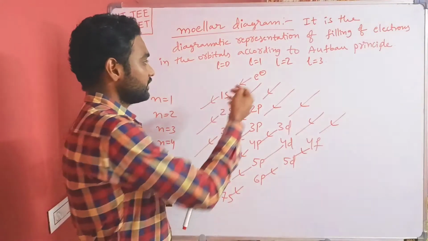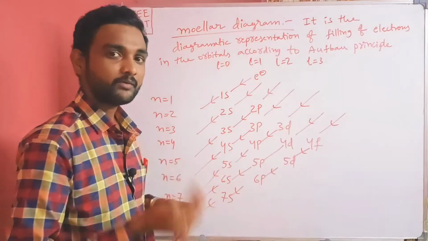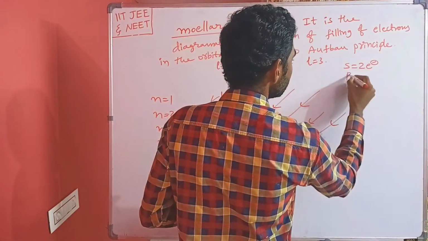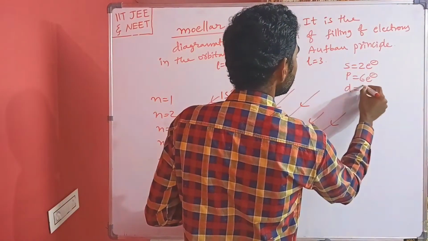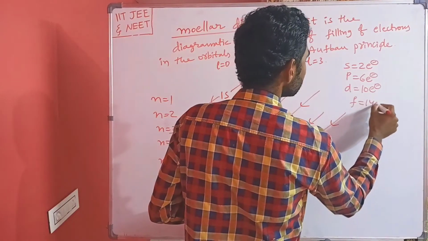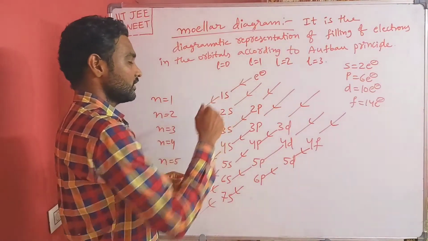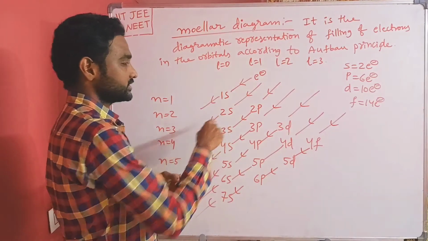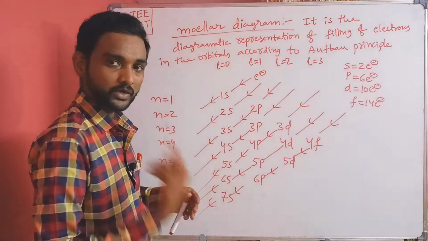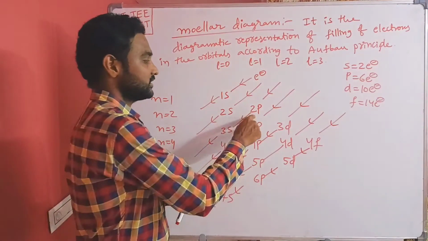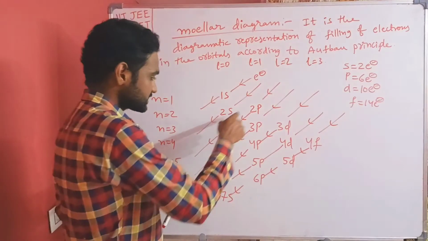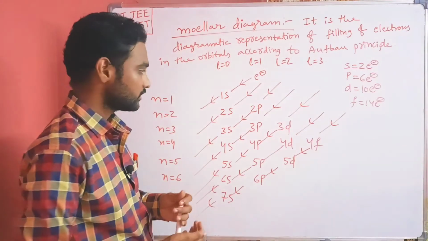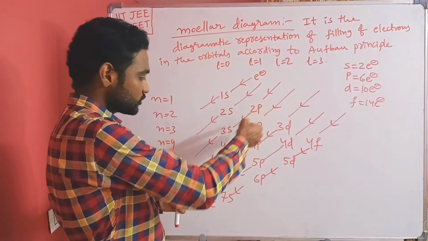Now the electron first enters the 1s orbital. What is the capacity? The s orbital capacity is 2 electrons, p orbital 6 electrons, d orbital 10 electrons, f orbital 14 electrons. So the first electron enters the 1s orbital. After the 1s orbital is fully filled with 2 electrons, the next electron goes to the 2s orbital. After 2s is fully filled, the next electron goes to 2p. After 2p is filled, the next electron goes to 3s. In this manner, following the arrows, the electrons fill in the arrows' positions.